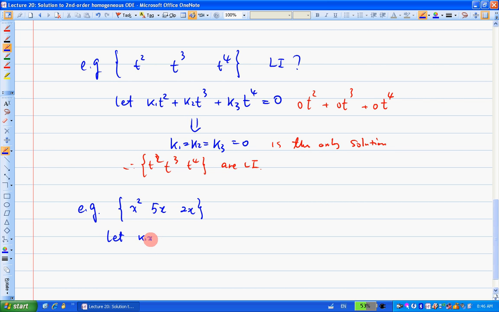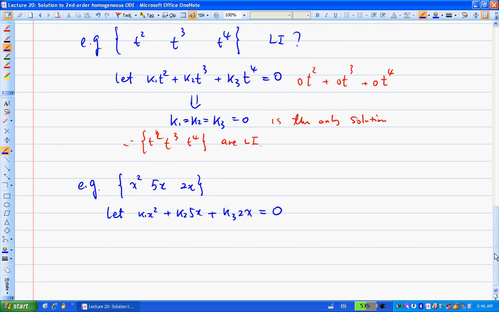So we're going to let k1 x squared plus k2 5x plus k3 2x equal to 0. The purpose of this step is we're trying to solve for k1, k2, k3 such that this expression is 0. Often you can make a little simplification because there is an x here. So this is k1 x squared plus (5k2 plus 2k3) times x equal to 0.